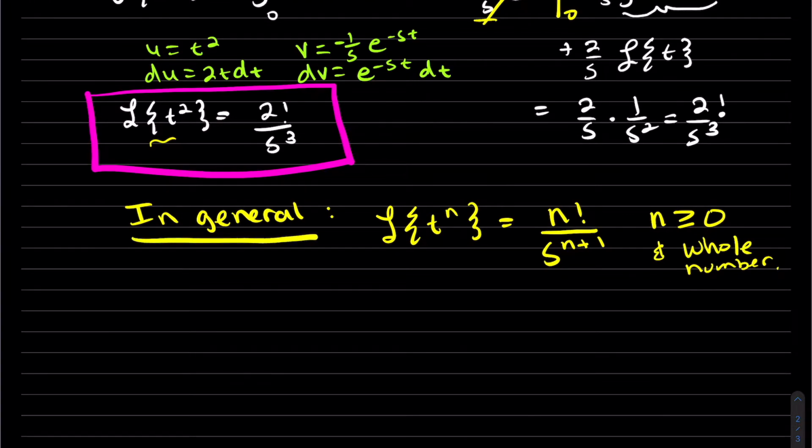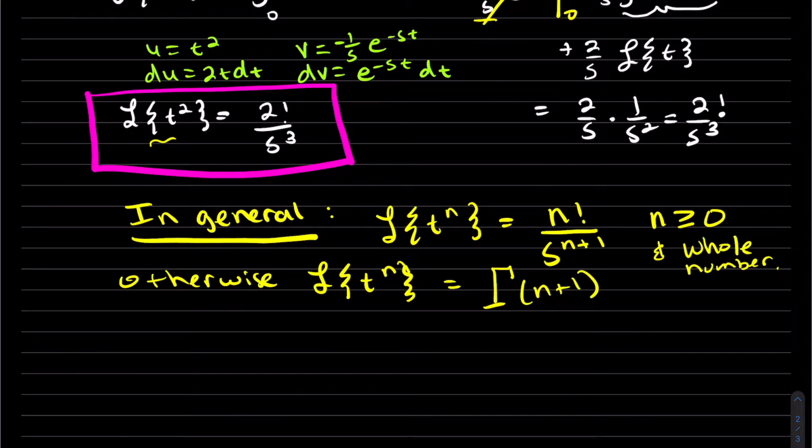So otherwise, the Laplace of t to the n. To remember the gamma function, the n factorial was the gamma, and that's what we'll replace it with: gamma of n plus 1, all over s to the n plus 1. So if it wasn't a whole number, we'd have to use the gamma function formula.